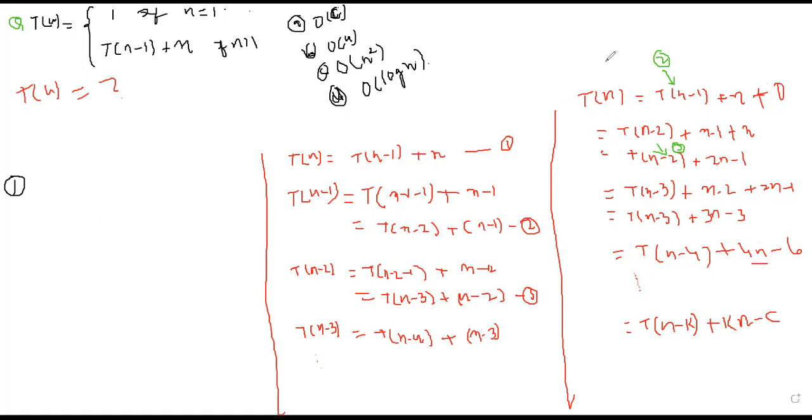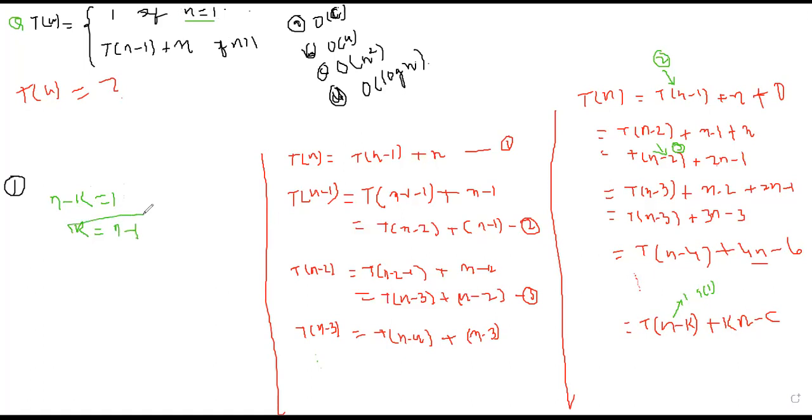Okay, clear? Now what you have to make sure is that this is my termination condition, so I have to make this a T(1), because we have to assume that this is the last stage, the base condition. What will be the base condition? It will be 1, meaning we need T(1). So I will set n minus k equal to 1. So what will k be equal to? k should be equal to n minus 1.